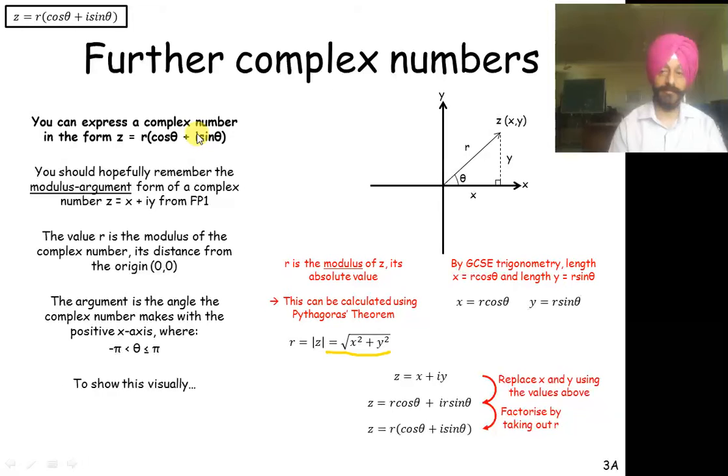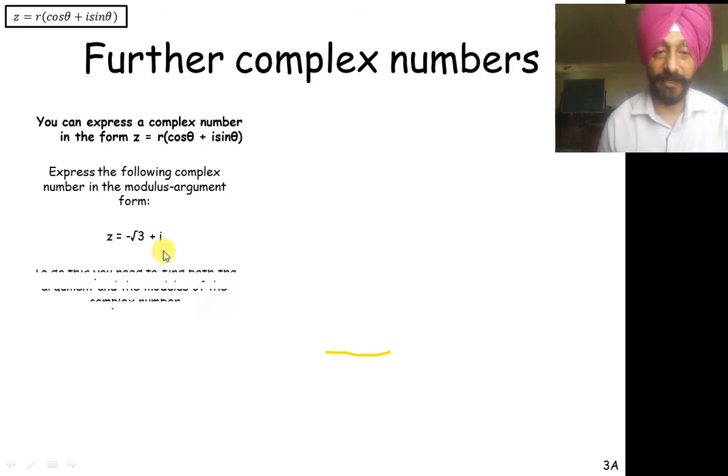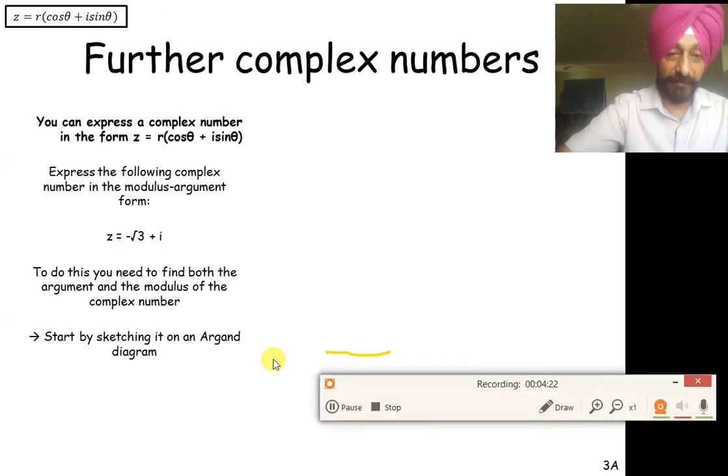So students, just see the slide very carefully. Here we write the formulas which we are developing one by one. So next, we have to express the following complex number, a numerical question, in modulus and argument form. So z is equal to minus root 3 plus iota. To do this, you need to find both the argument and the modulus of the complex number. Start by sketching the argument plane.